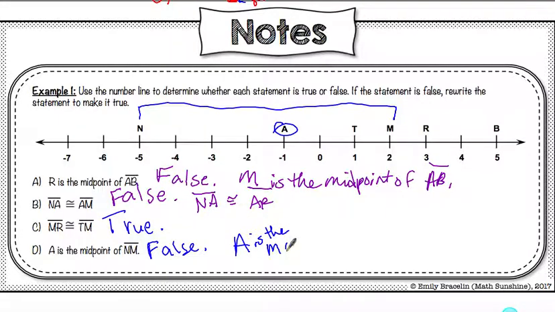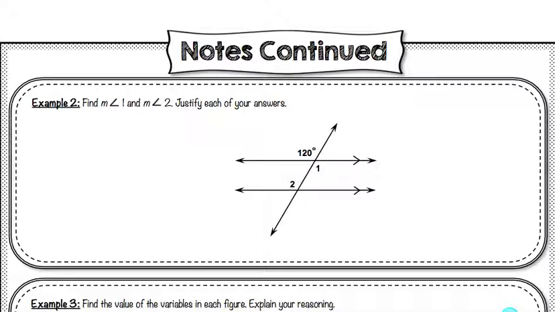A is the midpoint of N. Let's see, 1, 2, 3, 4. I have to count 4 more here. 1, 2, 3, 4. NR. Okay, so we're just looking for the middle for midpoint. We've got 2 more examples and then a couple of practice problems to look at.